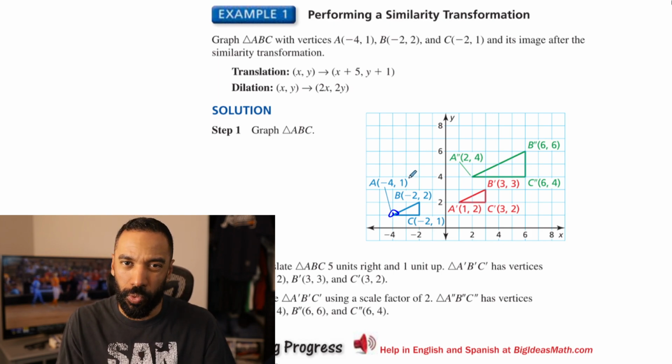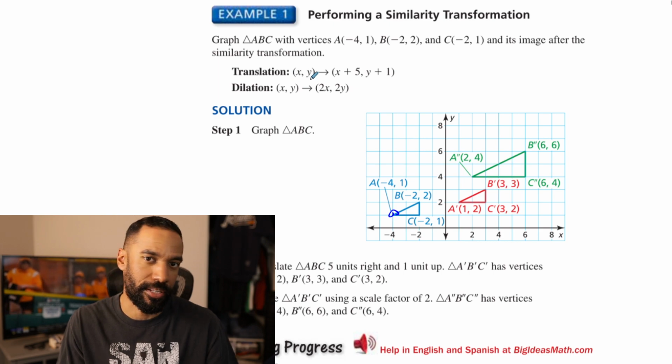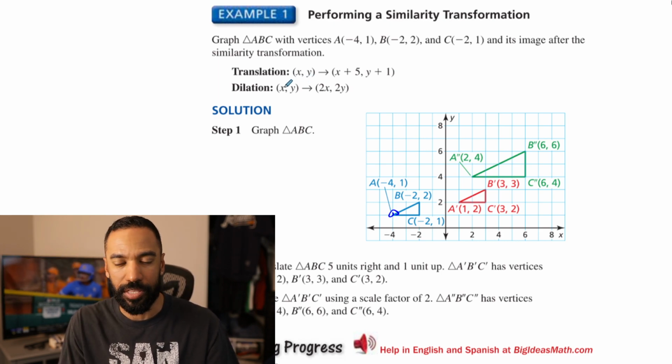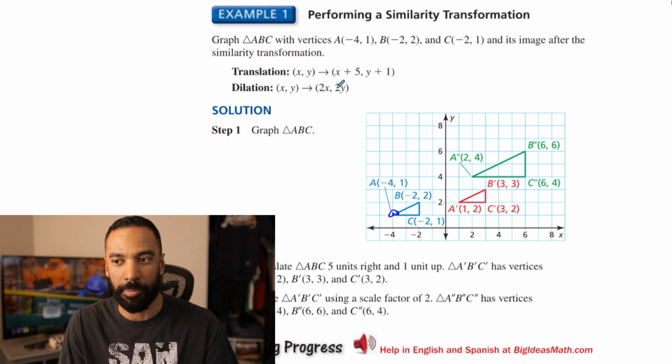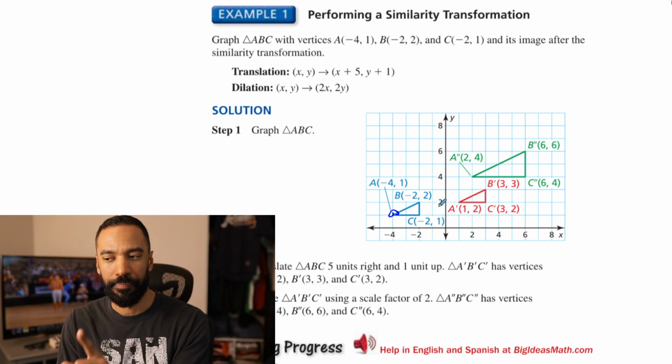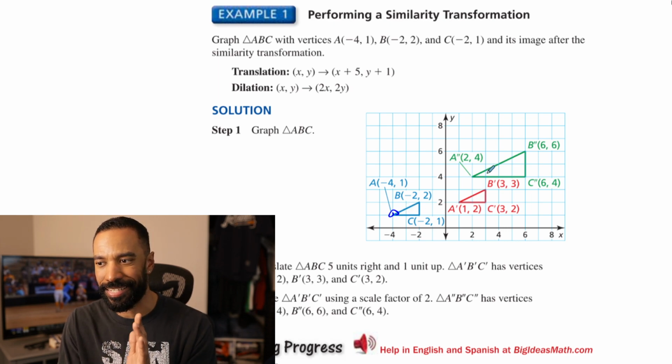So you go by the rule described here, and it's a translation. A dilation, we've seen this before, or at least the idea of it, where we double our x's, double our y's, but that was after the translation. So the translation happens first, boom, boom, and then the dilation.